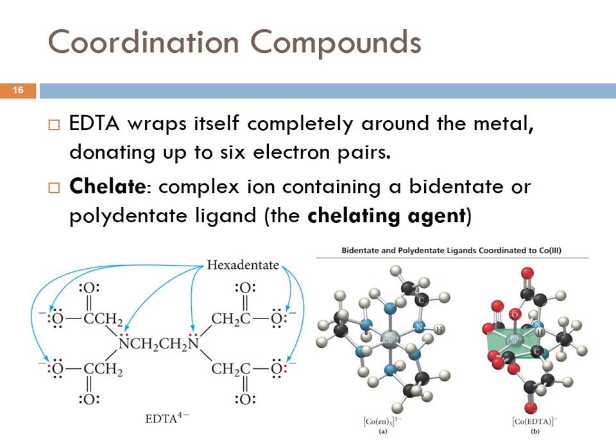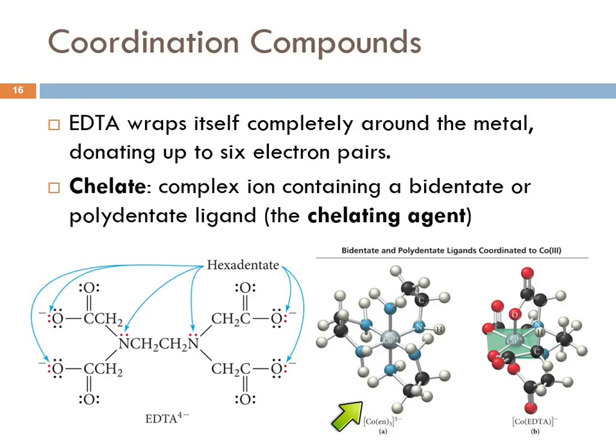So EDTA wraps itself completely around the metal, and it can donate up to 6 electron pairs. So here we see the structure of this molecule, and we can get a pair of electrons from each of these oxygen atoms out here, and also from the 2 nitrogens in here.